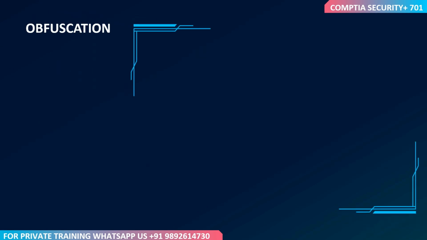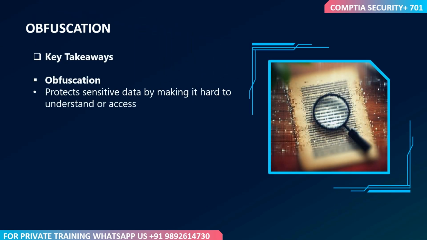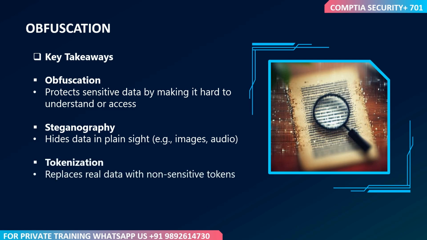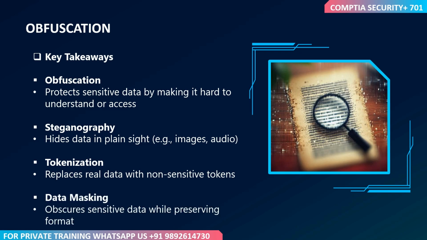So in conclusion, obfuscation is a critical technique in the modern digital landscape for protecting sensitive information. Whether it's hiding data in plain sight through steganography, replacing sensitive information with meaningless tokens using tokenization, or obscuring specific parts of the data with data masking, these methods all serve to reduce the risk of unauthorized access and misuse. Each method has its own strengths and is suited for different situations, making it important to choose the right one depending on the specific needs of the organization and the type of data being protected.